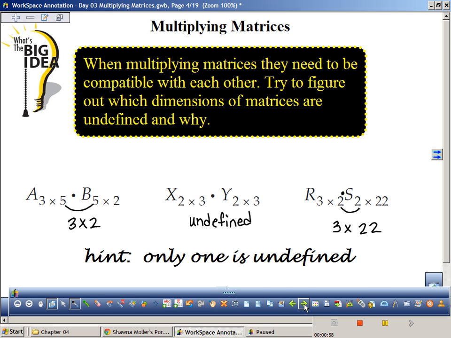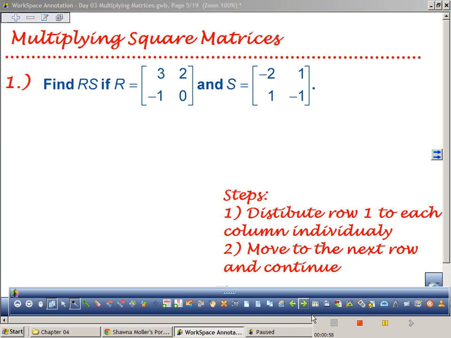Okay. So when you're adding and they don't exist, why? Because they don't have the same dimensions. But multiplying, there's like a key to the dimensions. The middle dimensions have to match. They have to line up. Okay? You won't see it with the first square matrices because they're both the same dimensions. You'll see it when we move on.